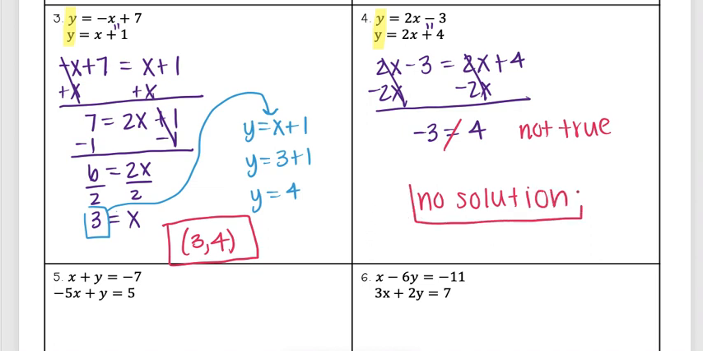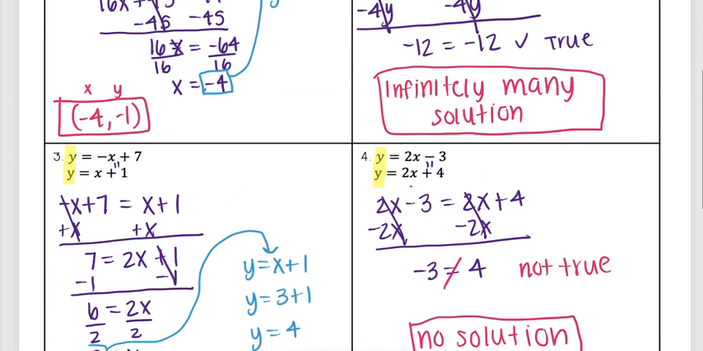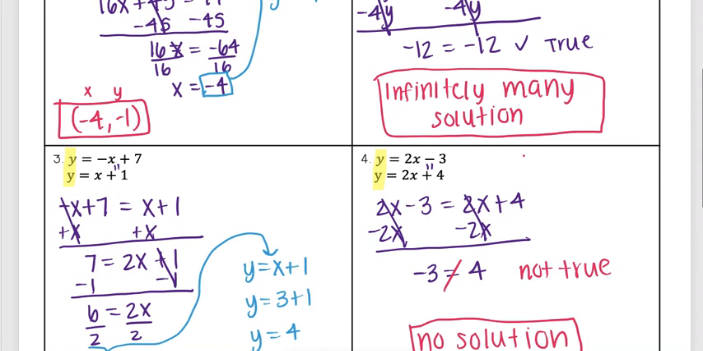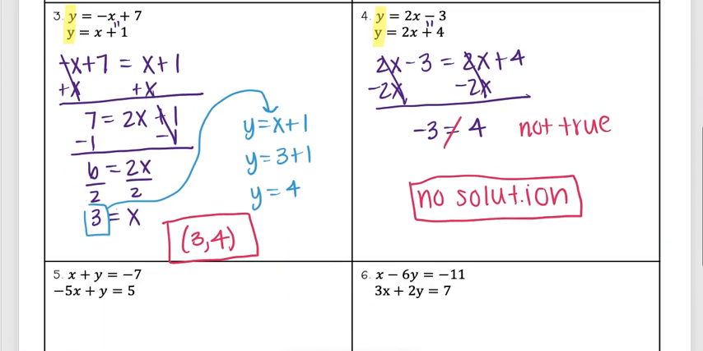So if I end up with a true statement, like we saw in the last video, it's infinitely many solutions. If I end up with an untrue statement, then it's no solution. And I actually could have known that from the beginning. If you recall from yesterday, equations with the same slope are parallel. And I see that both of these equations have the same slope of 2. And anytime they're parallel, that means they're no solution because they're never going to intersect.